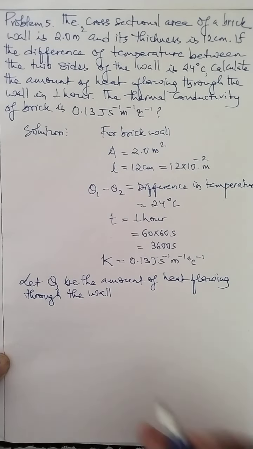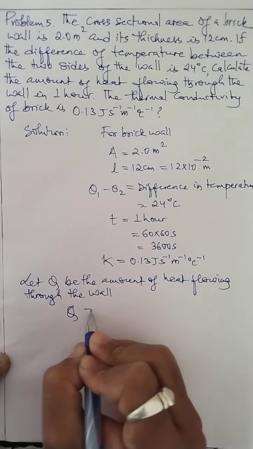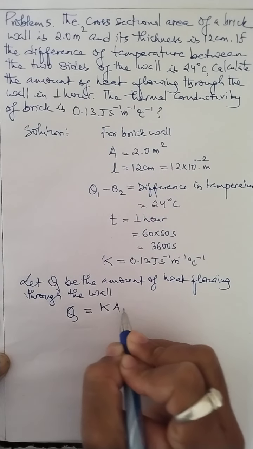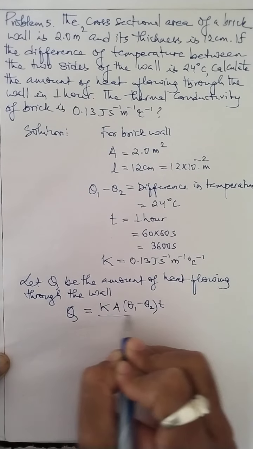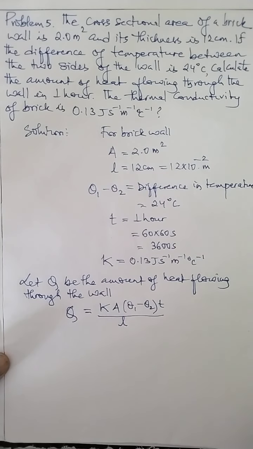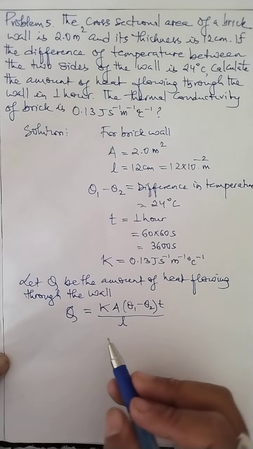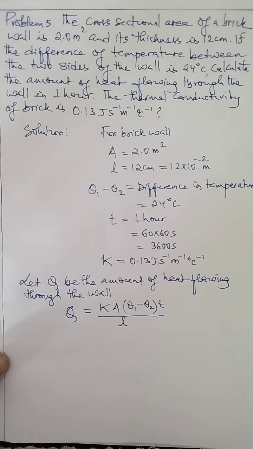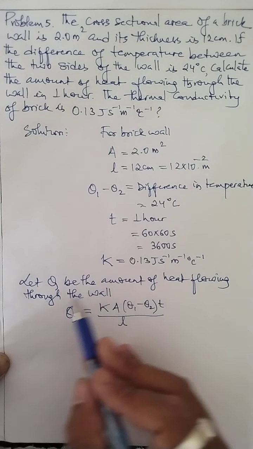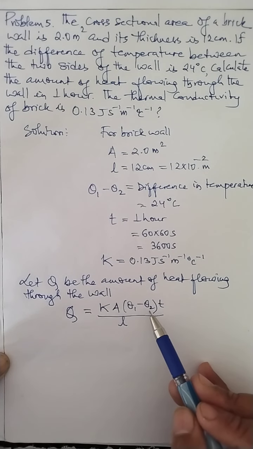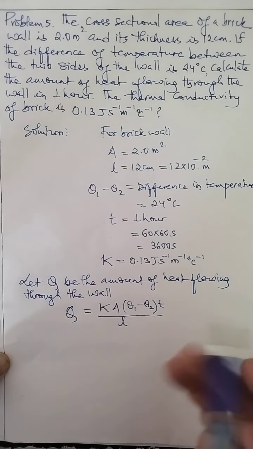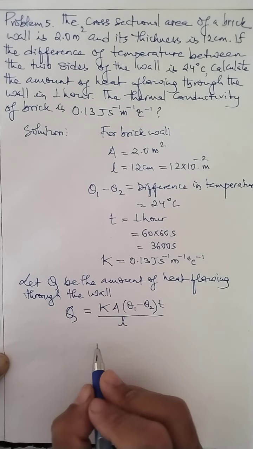Then there is a formula you have learned already, and the formula is Q equals K A (theta 1 minus theta 2) t by L. This is the formula we have already derived. With this expression we can even measure the coefficient of thermal conductivity. But children, in this question K is given, so we can calculate Q directly using this formula. We know K, we know A, we know theta 1 minus theta 2, we know time, and we know the thickness or the length. So let's substitute the values.